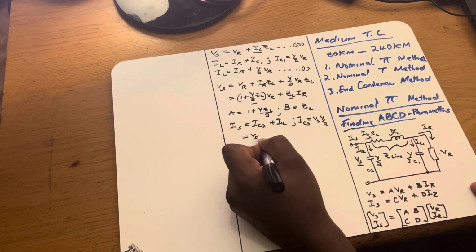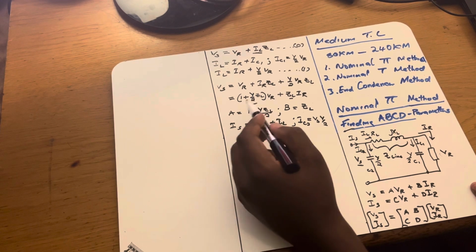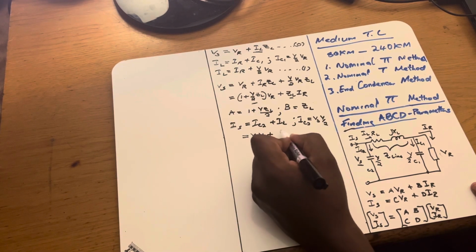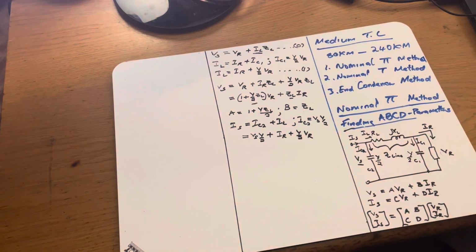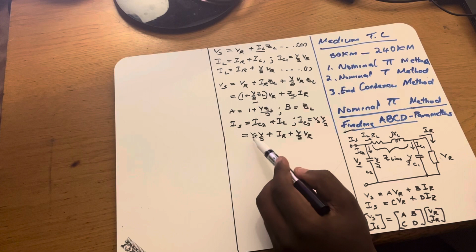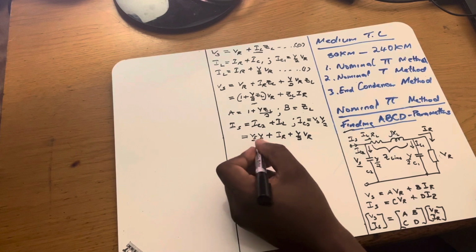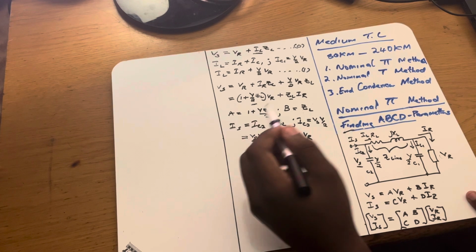So it's going to be VS Y over 2 plus, we have IL. IL, we did calculate it. It's this one, equation 1. So equation 1, substitute that equation here. It's going to be IR plus Y over 2 VR. Okay, so we want to write IS in terms of C and D. C and D consist of VR, IR. We don't want to see VS. So now we can substitute VS because we do have the VS equation.